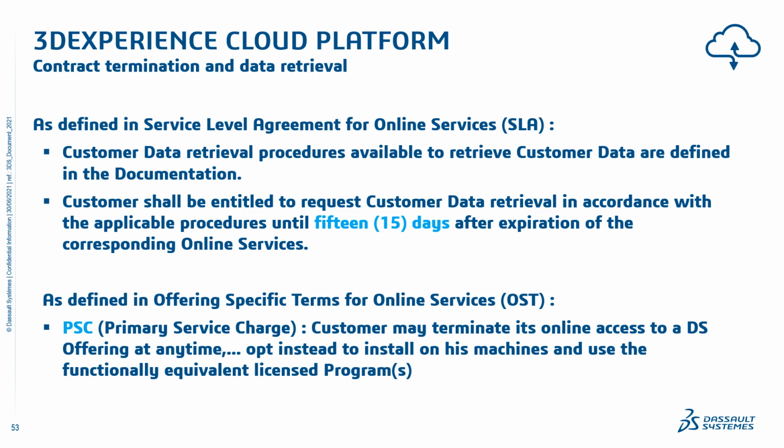In the OST, it's also said that anytime if the customer has purchased online services using PSC model, so primary service charge, a customer can terminate their online service and change for an equivalent license contract. That means that they can move to an equivalent on-premise. SLA, CLOSA, and OST are the default contractual documents defining the Dassault System cloud online services.